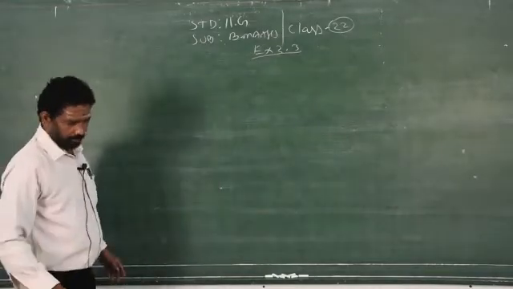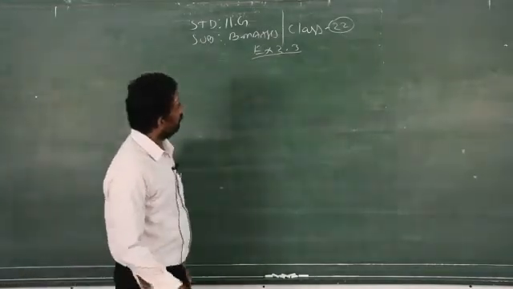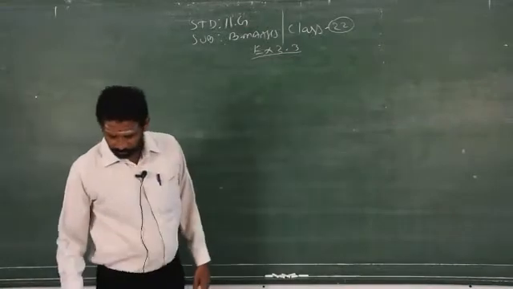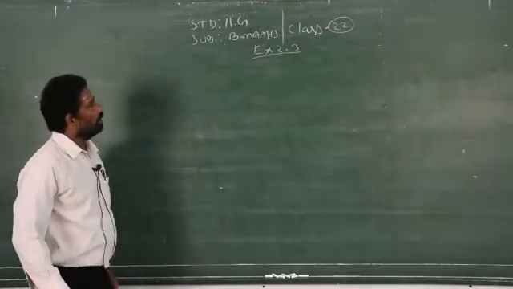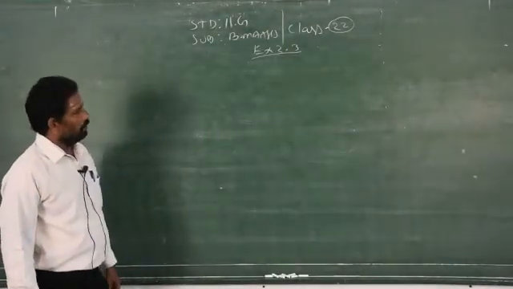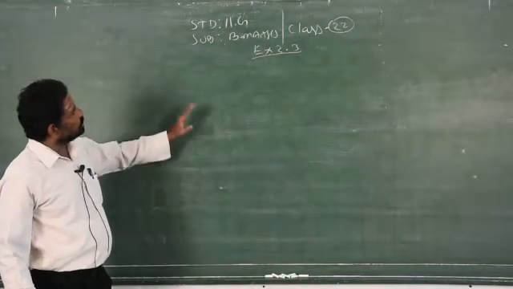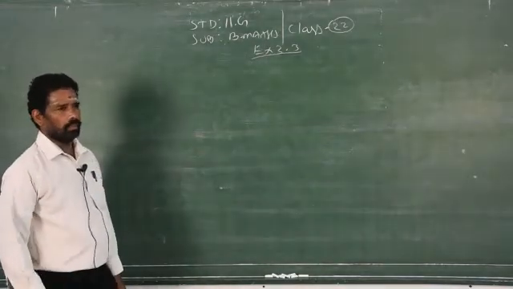Morning, boys. Today we will see exercise number 3.3. This is a little different from the previous exercise. Pair of straight lines. Combining two straight lines is called a pair of straight lines.